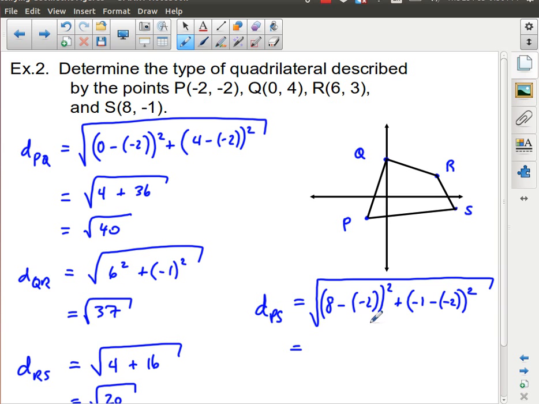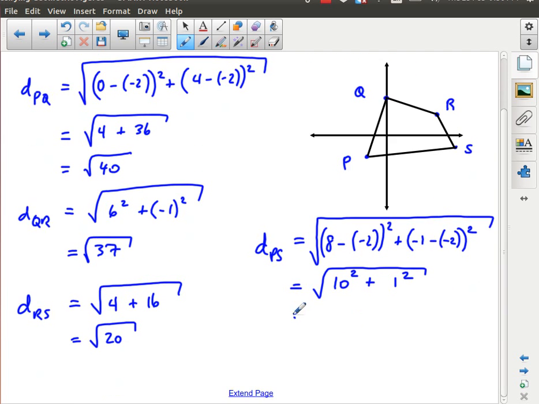So 8 minus -2 is equal to 10 squared, plus -1 minus -2 is -1 plus 2, so that's equal to +1 squared. And 10 squared is equal to 100, and 1 squared is equal to 1, so this is the square root of 101. Now this is where having your diagram can come in quite handy, because when I take a look at my different distances, if I've done a decent diagram, at least I get an idea. PS does seem to be the longest side, RS does seem to be the shortest side, and PR and QP seem to be about the same, and they're pretty close to each other.